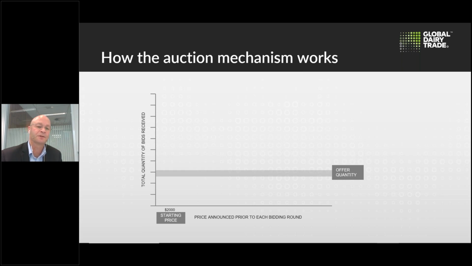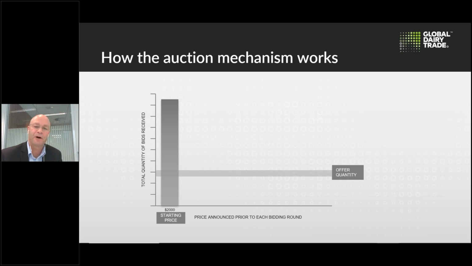When the auction opens, the starting price for the product in this case, for example, is $2,000 per metric tonne, and the bidder simply puts in how much I am prepared to buy, how many metric tonnes I would be prepared to buy at that $2,000. The idea is that the starting price should be highly attractive to bidders. It should be clearly well below the current market price, whatever that is, and so it attracts a lot of bids.